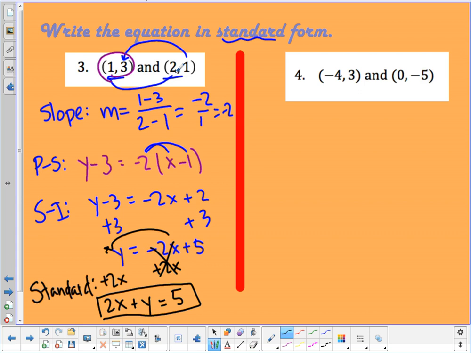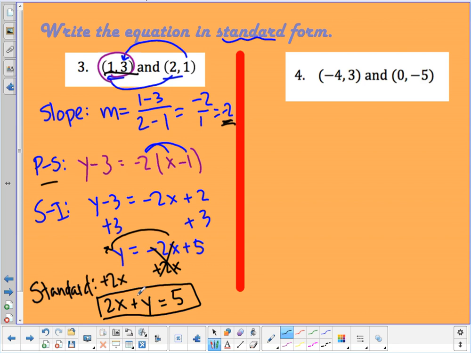I had 2 points. I have to start with the slope. That's the only thing I can do with 2 points. Once I have the slope value, I went to point slope form because I can put a point and a slope into point slope. Then from point slope, I moved into slope intercept, and then from slope intercept, I went to standard. So these are all the forms of the equation that we have learned throughout this unit.